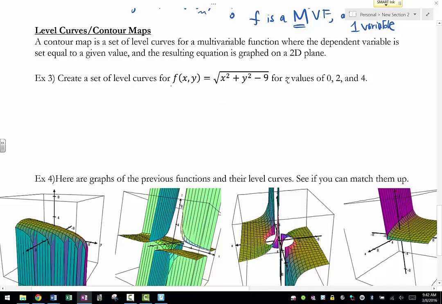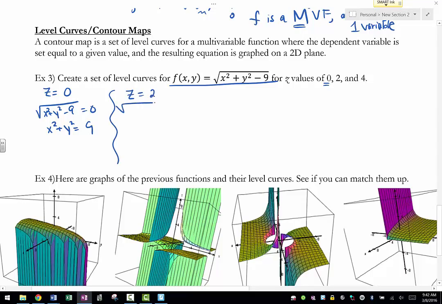So what does that mean? It says, okay, well, f of x y is this. Let's let z equal 0. So that would mean I have the square root of x squared plus y squared minus 9 equals 0, which gives me the equation x squared plus y squared equals 9. If I let z equal 2, the square root of x squared plus y squared minus 9 equals 2. If I square both sides, x squared plus y squared minus 9 equals 4, add the 9, I get 13.